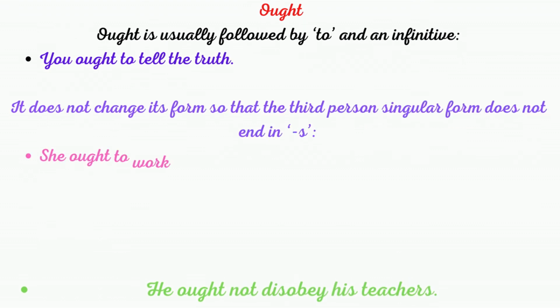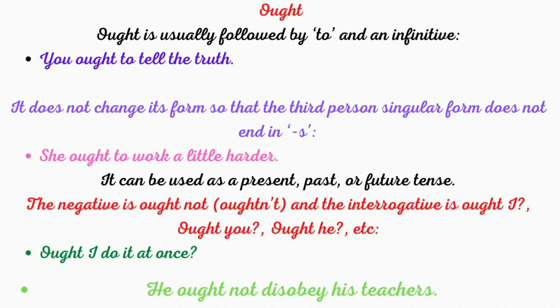Ought. Ought is usually followed by to and an infinitive. You ought to tell the truth. It does not change its form, so the third person singular form does not end in s. She ought to work a little harder. It can be used as a present, past, or future tense. The negative is ought not, oughtn't, and the interrogative is ought I? Ought you? Ought he? Etc. Ought I do it at once? He ought not disobey his teachers.